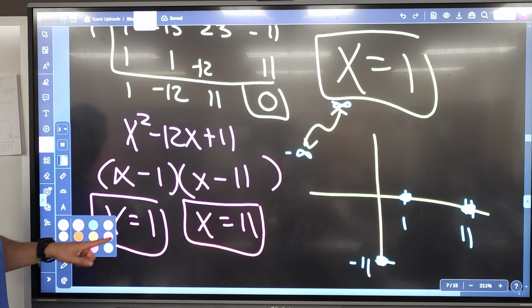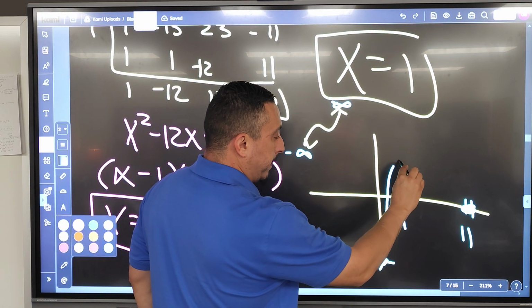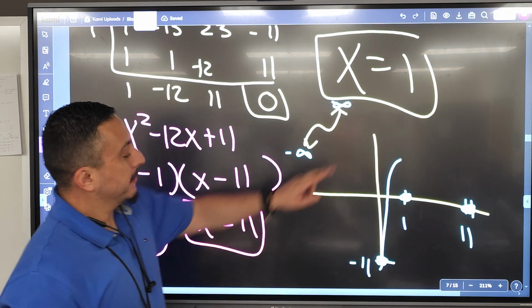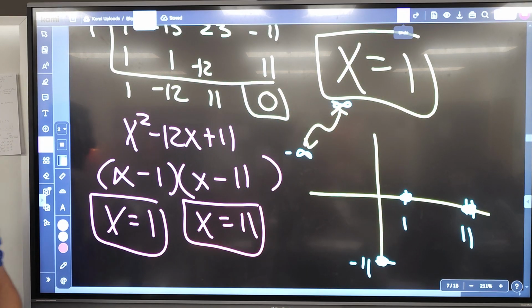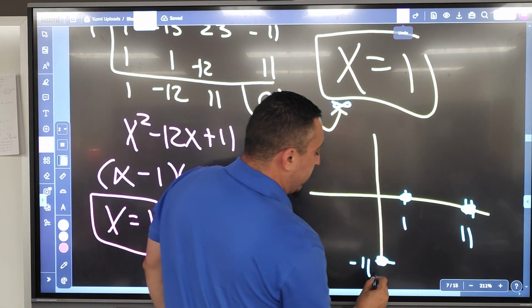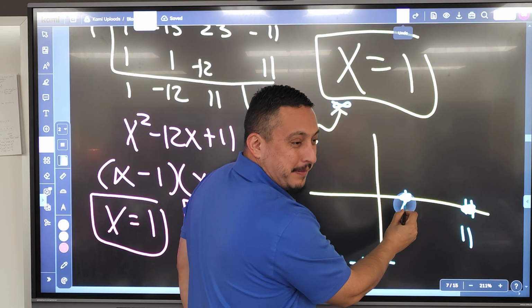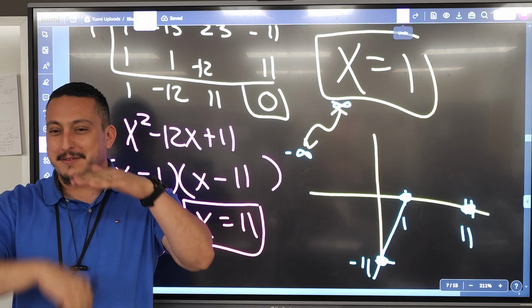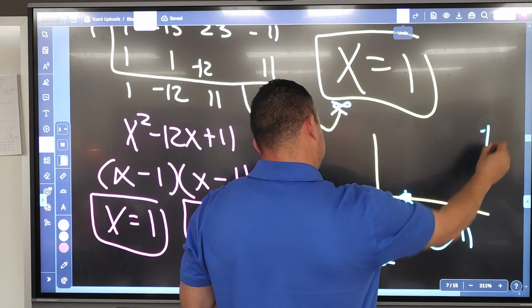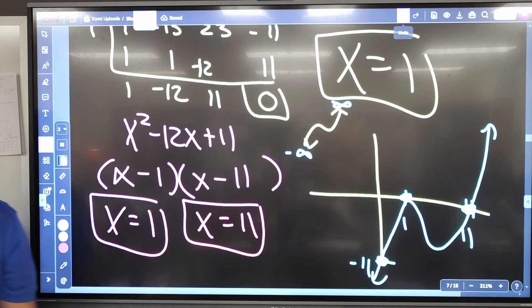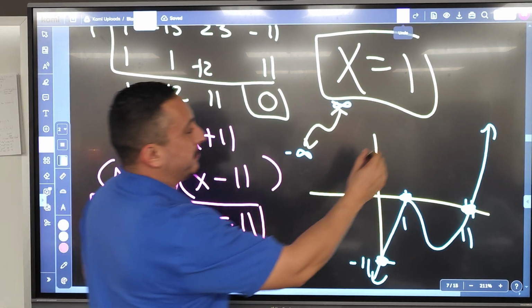We have a double root at 1, so wait, I'm messing up. Oh yeah. Bounce on it, because it's a double root. What happens at double roots? Bounce, trampoline. Double root, bounce.